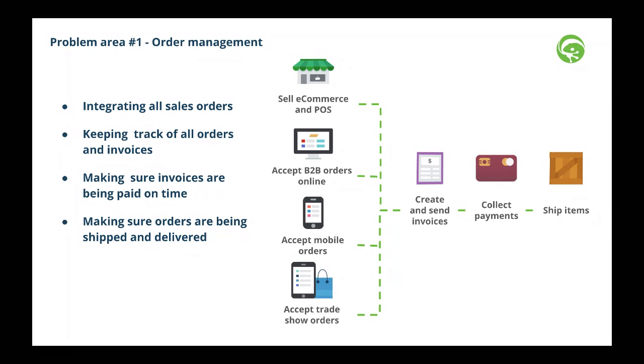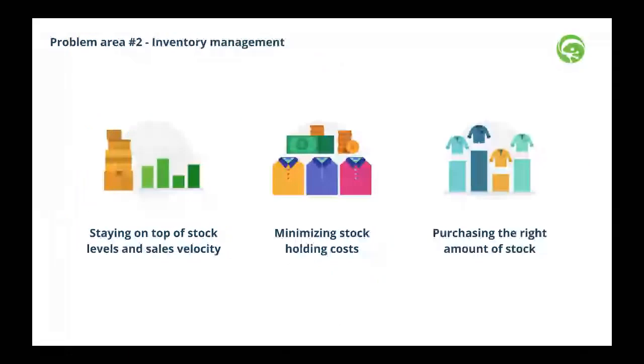The second big problem area was inventory management and having inventory controls. When do we look to purchase the right amount of stock? How do we have the systems in place so that we can do that? How do we minimize our holding costs? Because if we have too much inventory, that's going to cost us a lot of money. If we don't have enough inventory, that's not going to allow us to maximize the amount of money we make. So how do we stay on top of that sales velocity?